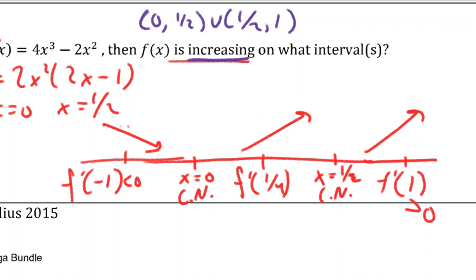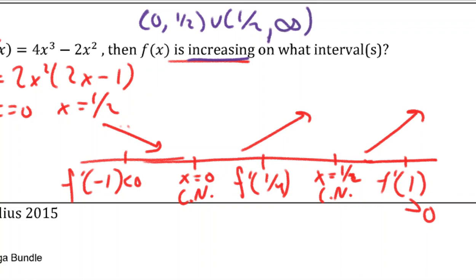At x equals 1/2, it's not increasing. At x equals 1/2, it's either undefined or vertical or horizontal, but not increasing. Would it be 1/2 to infinity? Yes, 1/2 to infinity. Thank you.